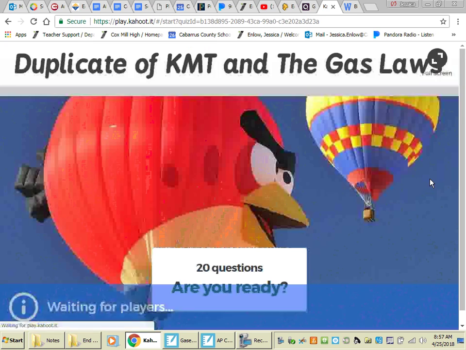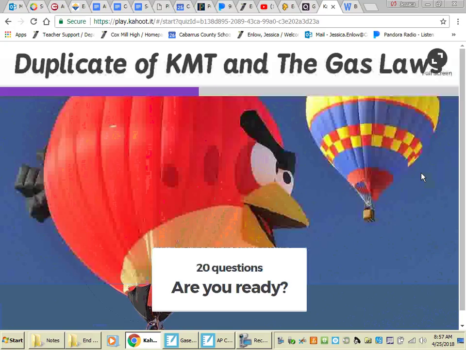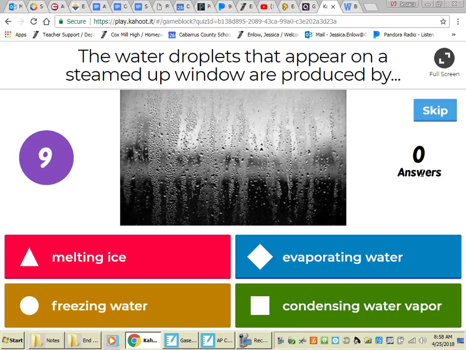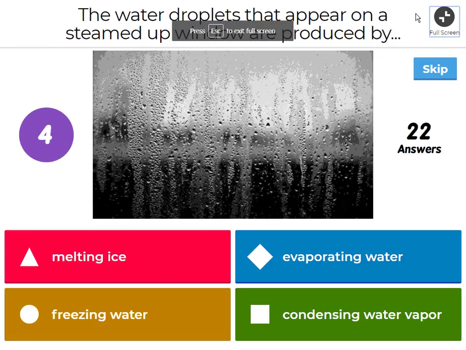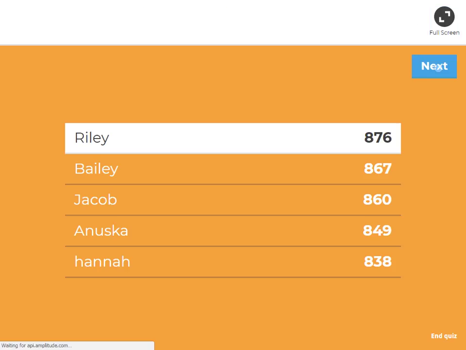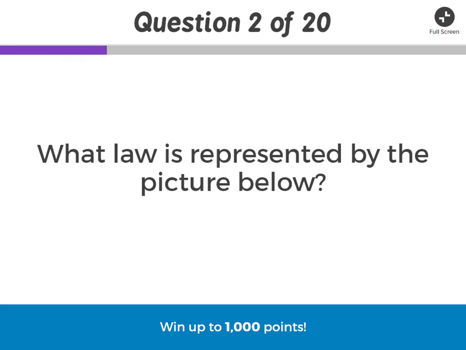Let's see what we know. The water droplets that appear on the steamed up window are produced by... Okay, good. So we're looking at steaming up a window. That means you're making liquid water, and basically the only thing that's going to do that is from a gaseous form, so condensation. Good.